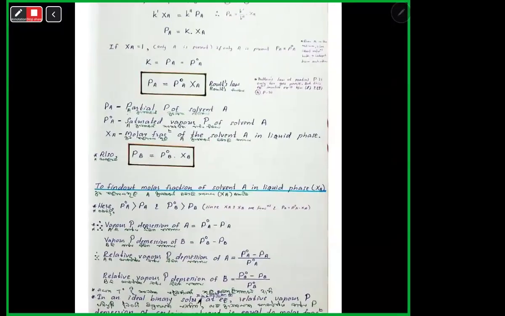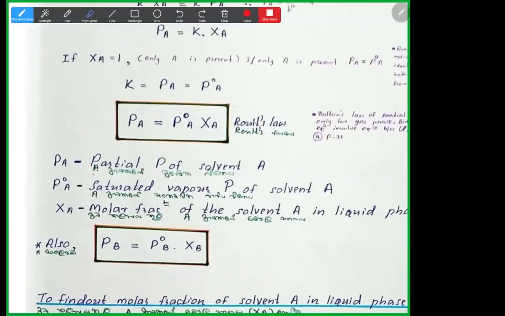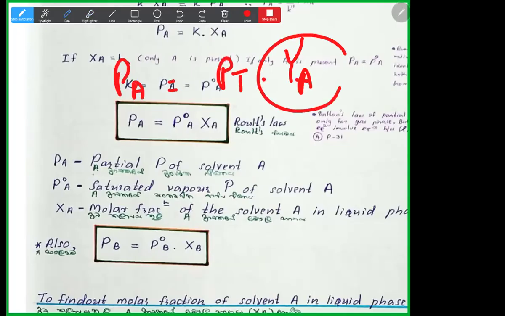Raoult's law applies to ideal solutions. Raoult's law says partial pressure equals saturated vapor pressure multiplied by the molar fraction of which phase? The liquid phase, the molar fraction of the liquid phase. Okay, now what is Dalton's law of partial pressure? PA equals PT into the molar fraction of the gas phase.